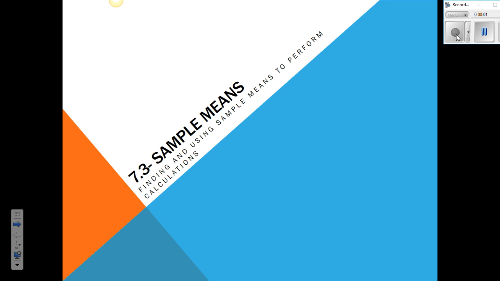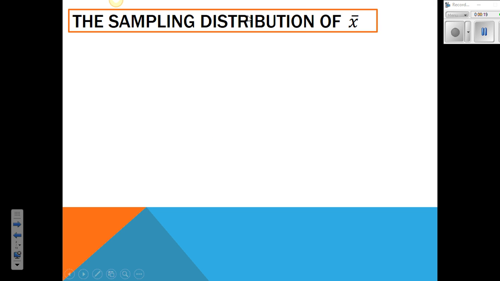So for 7.3, what we're going to do is talk about sample means. It's going to be very similar to what we talked about yesterday. It's going to be talking about means, but instead of talking about proportions, now averages. Right? So you're going to see a lot of similarities and differences between what we have talked about in 7.2 and what we're talking about.